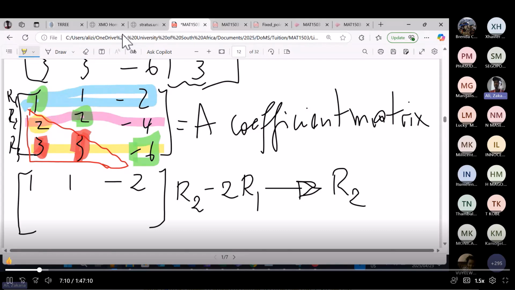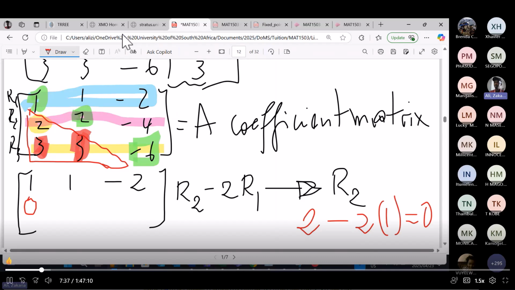Which means in row number 2, I'm going to say row number 2 minus twice the entries of row number 1. The first entry of row number 2 is 2. So let me write the operation here: 2 minus 2 times the first entry of row number 1, which is 1. The answer, 2 minus 2, is equal to 0. So I'm going to write 0 in this position. I hope that everyone is okay with this.